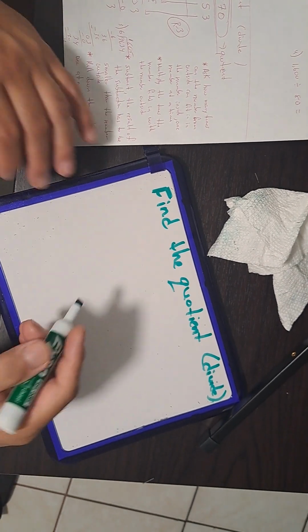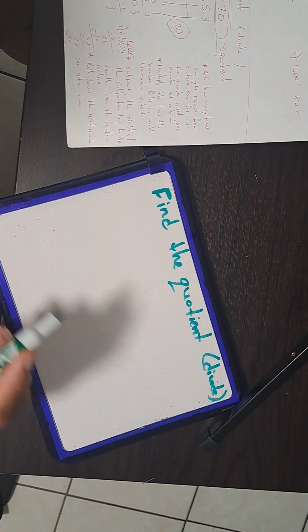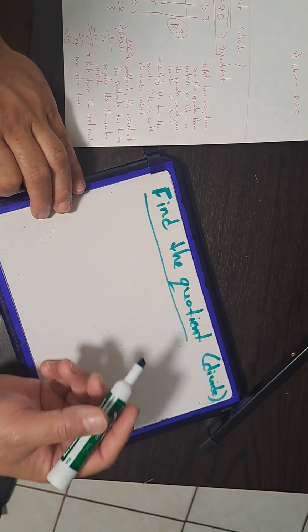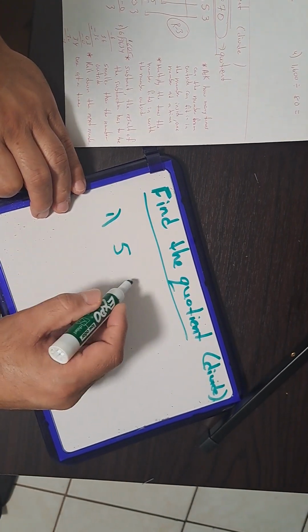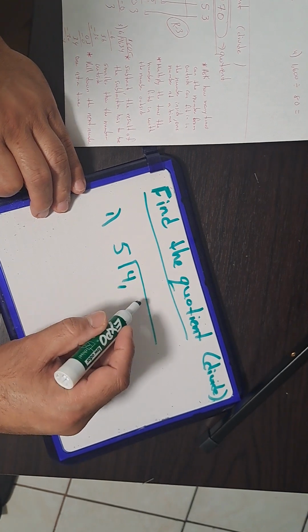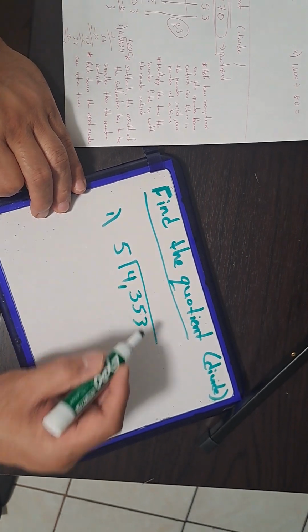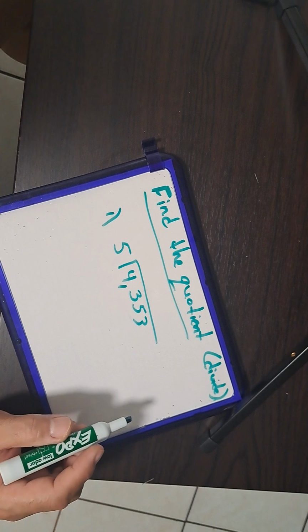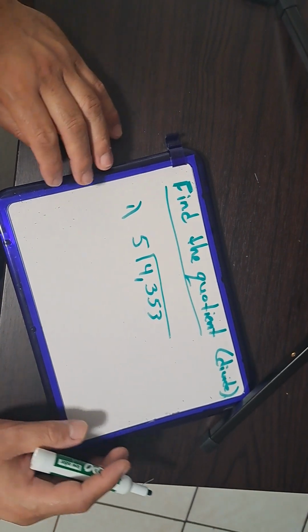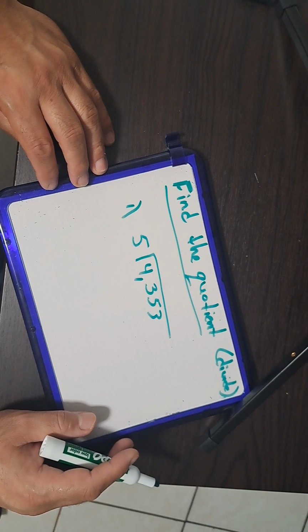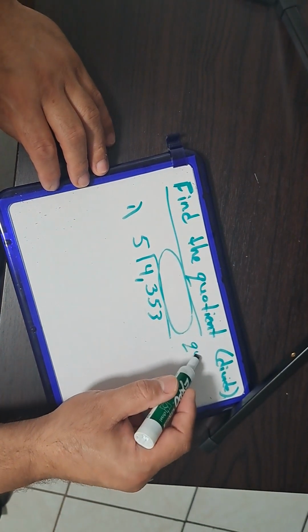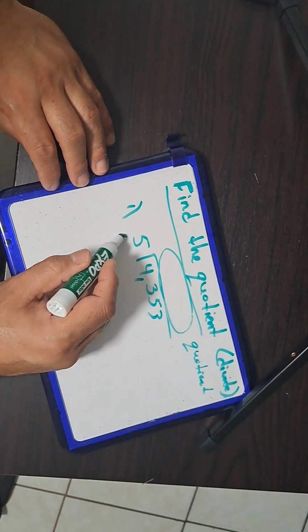Okay, so when you find this question, find the quotient means you're going to divide, right? Let's say you have this number, 5 divided into 4,353. The number on top is going to be the quotient, right? This is the divisor.